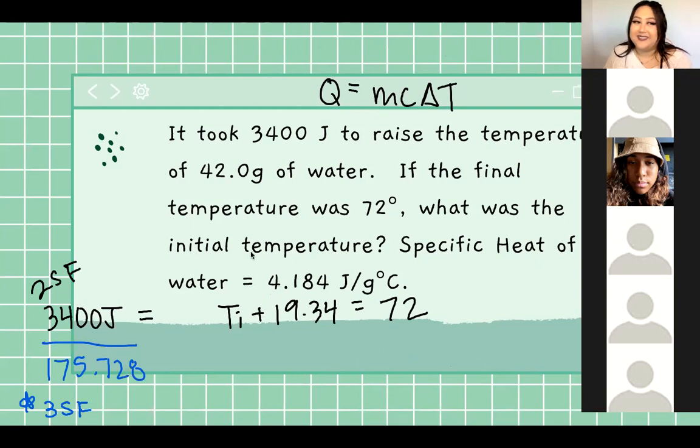Or did we get that from 3,400 divided by 175,728, right? The 19? Yeah, you got that 19 from this. Oh, but the joules canceled out, right? The joules canceled out, and we know that our final answer will be in degrees Celsius, because that's the unit for temperature. Everything else you can assume cancels out. Okay, cool. Thank you. Yeah, perfect.